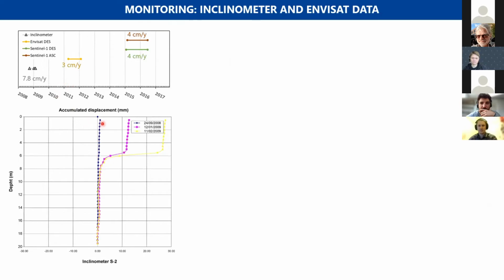Here we can see the inclinometric data from before these heavy rains. We can see that the velocity was nearly 8 centimeters per year. Of course, here we have to take into account that we are measuring the velocity in the plane of rupture, not at the surface.